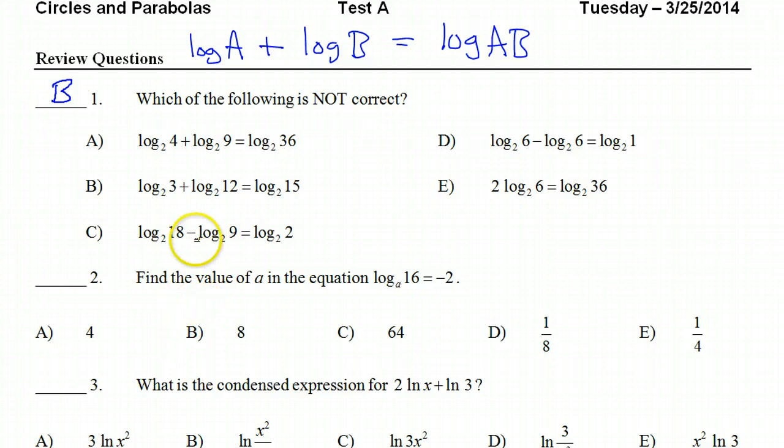Okay? Glancing at the rest of these, when you subtract, you divide, right? So if I have the log of A minus the log of B, that reduces down to the log of A divided by B. So this should be the log of 18 divided by 9, which is 2. So that's correct. This would be the log of 6 divided by 6, which is 1. And this last one, when you have a number in front, it can become an exponent. And 6 squared is 36, so that one's also true.